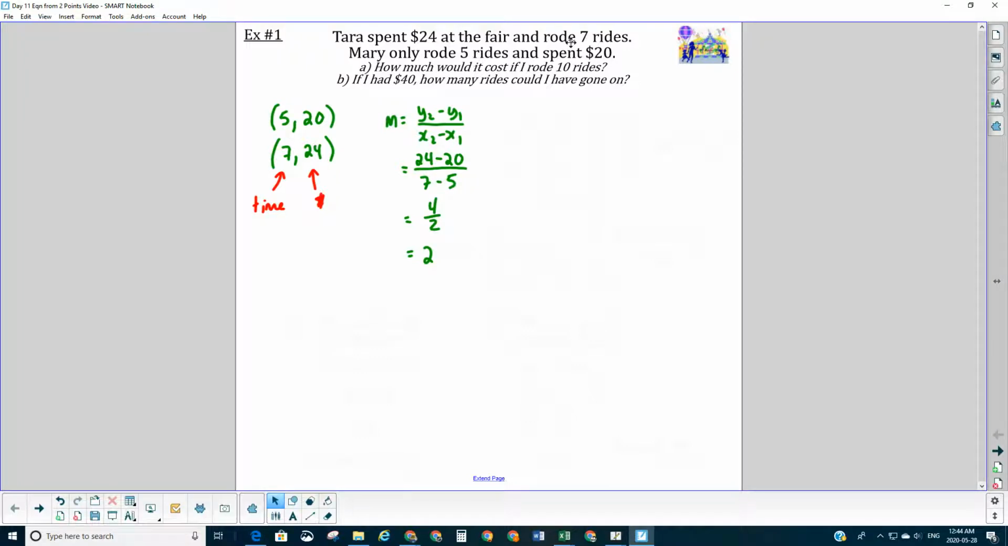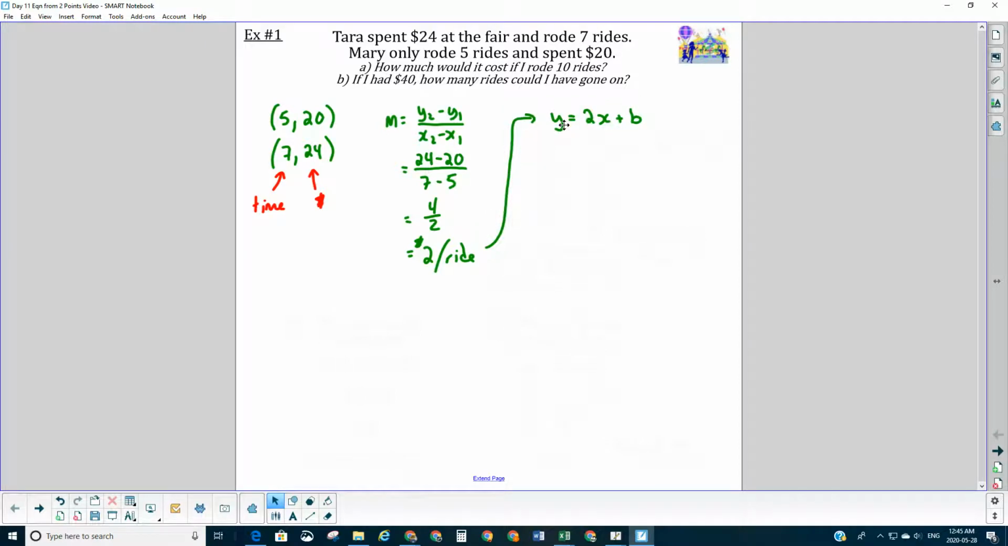And Tara rode 2 more times and paid $4 more. So 4 divided by 2 gets us our $2 per ride. And now we have our slope. And the good news is, now that we have our slope, the question is exactly like yesterday's work, where we take our slope and a point and substitute to figure out the flat rate, because again, that's not given information.